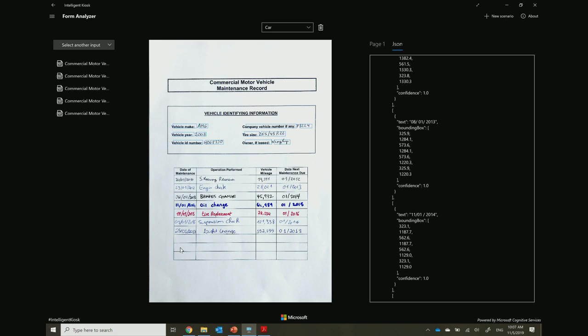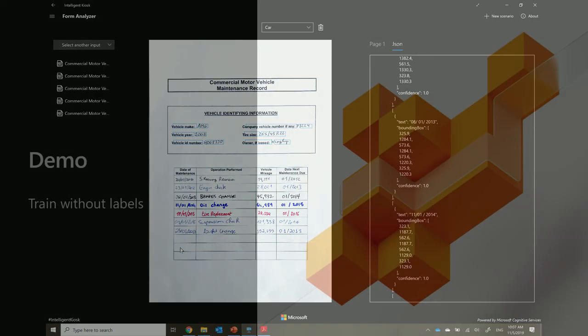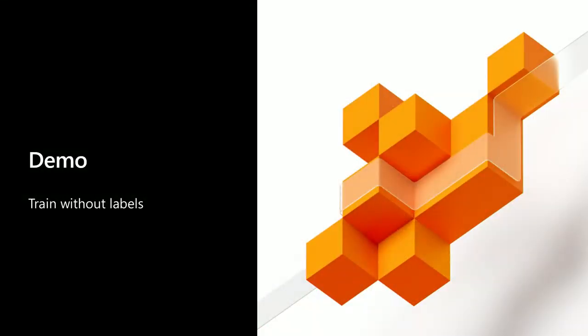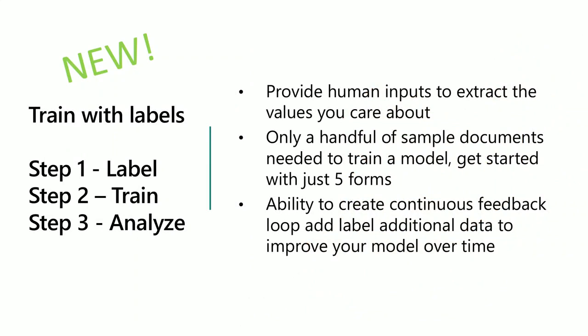So one option in Form Recognizer is you can start with no labeling. You bring 5 samples, and you can train a model and extract the data. If Form Recognizer extracts everything, like in this case, then you're good to go. You have all the data you need. But let's say it didn't extract everything. What do you do then?